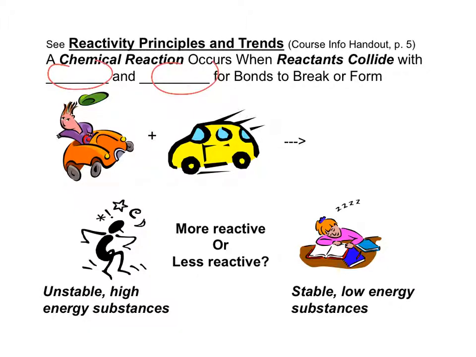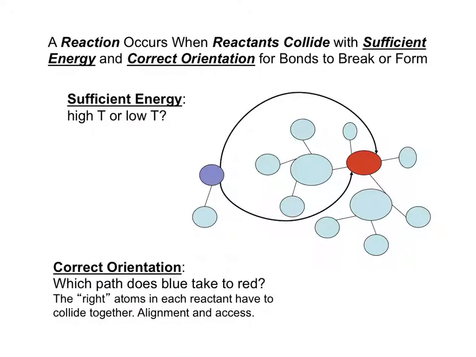And determine which one is more reactive, unstable high-energy substances or stable low-energy substances. The answers are, and. A reaction occurs when reactants collide with sufficient energy and correct orientation for bonds to break or form. Stop the video and answer these two questions.